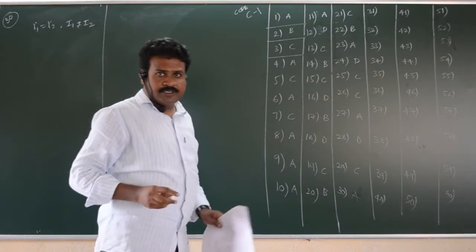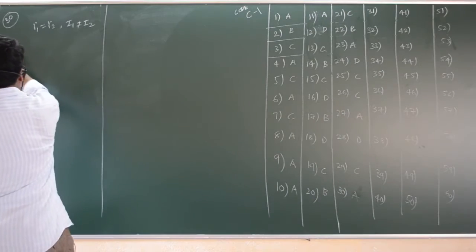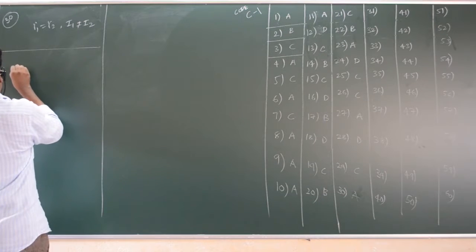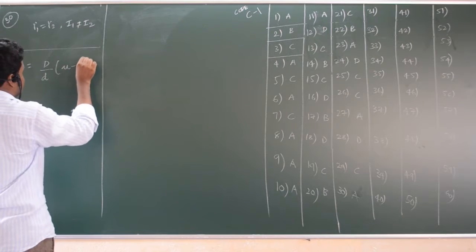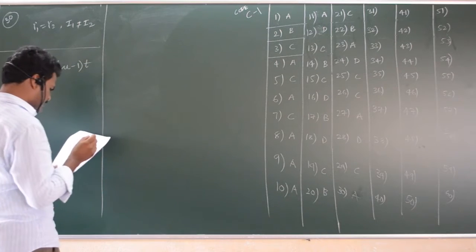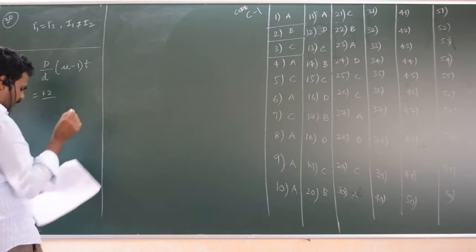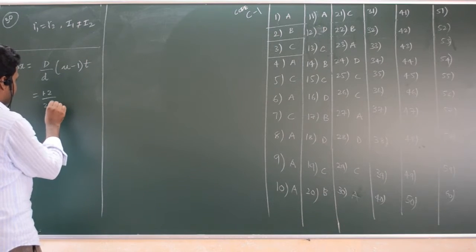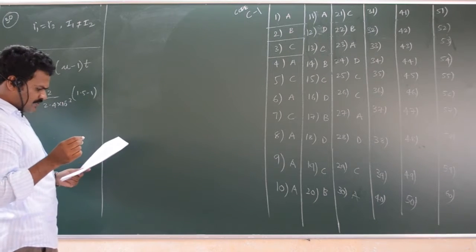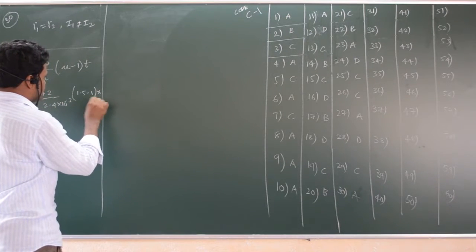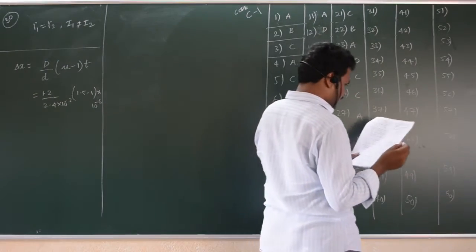Next, 31. In Young's double slit experiment, it is asking the shift in the fringe width, that is delta x is equal to capital D by small d into (mu minus 1) into t. This is the shift. D is given as 1.2, d is 2.4 into 10 power minus 3, into 1.5 minus 1, into thickness given as 1 into 10 power minus 6. If you solve, you will get 0.25. That is 31, answer is D.